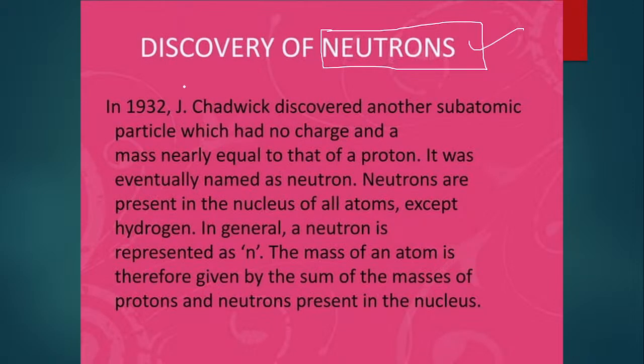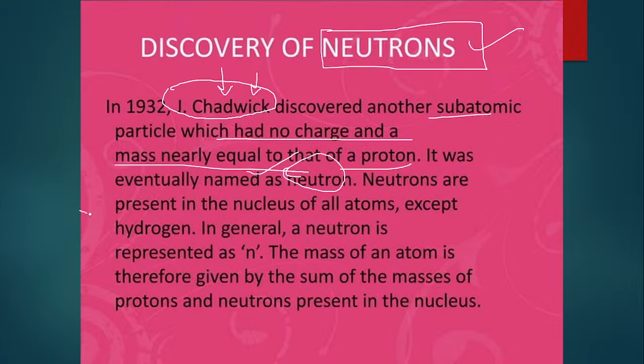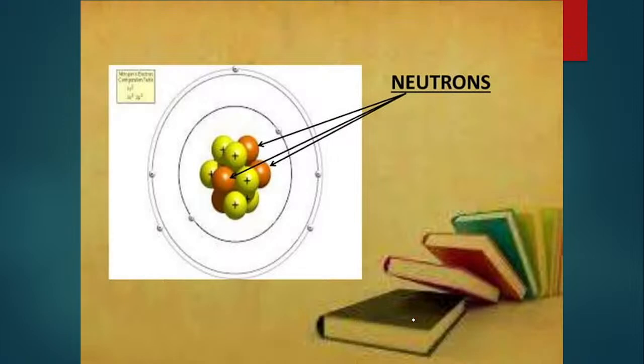Now let's discuss the discovery of neutrons. So this was discovered by James Chadwick. He discovered another subatomic particle which has no charge and mass nearly equal to that of the proton. So it was eventually named the neutron because neutrons are present in the nucleus of all atoms except hydrogen. In general, neutrons are represented by n. The mass of an atom is therefore given by the sum of the mass of protons and the neutrons which are present inside the nucleus. Clear है?